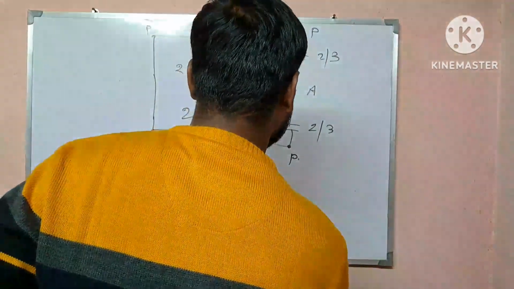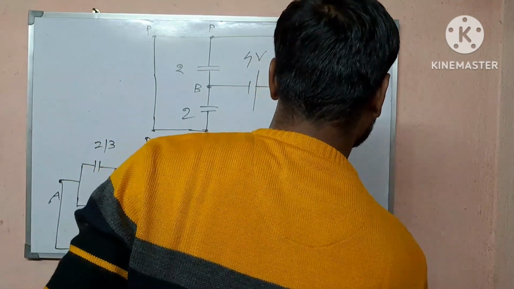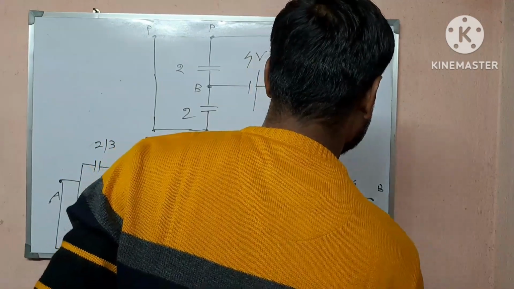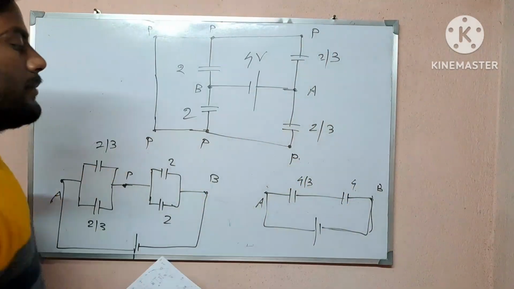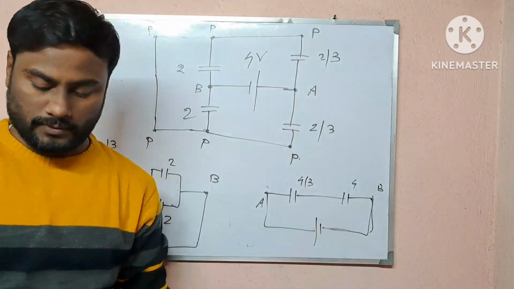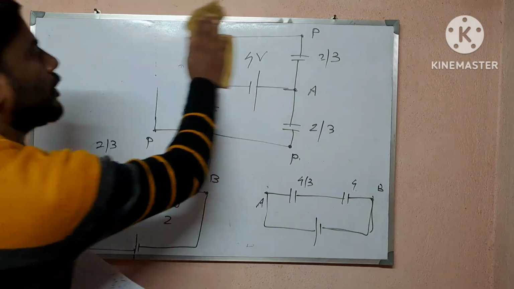So what will it be? A. That one is 4 by 3, and that one is 4. And they are connected in series only. I believe everybody will be able to calculate the value of the series combination of those 2 capacitors. Now we will solve a few more numericals on the basis of that.